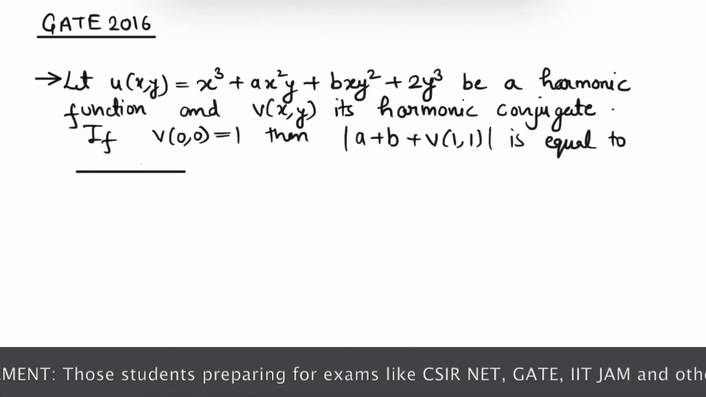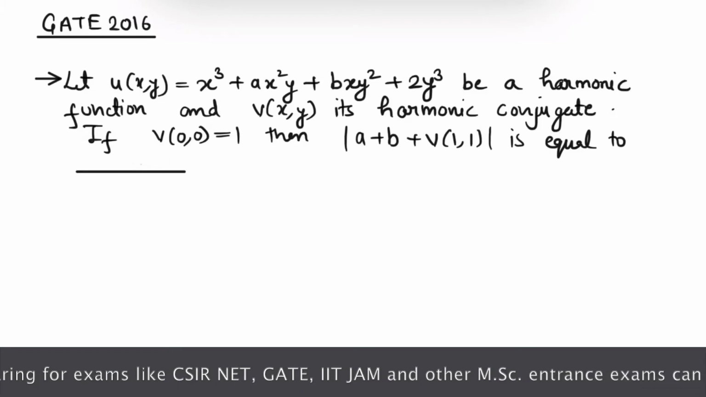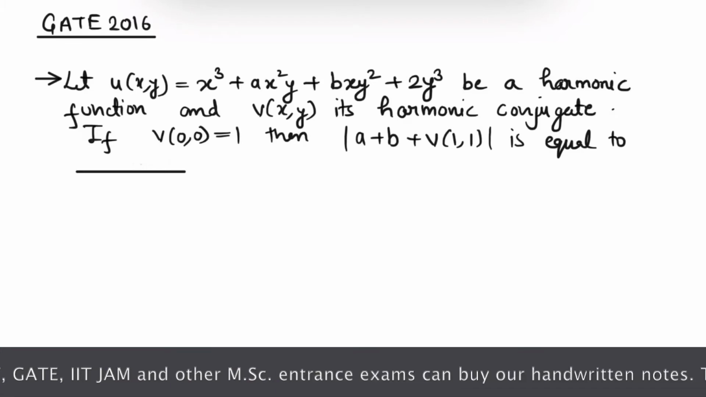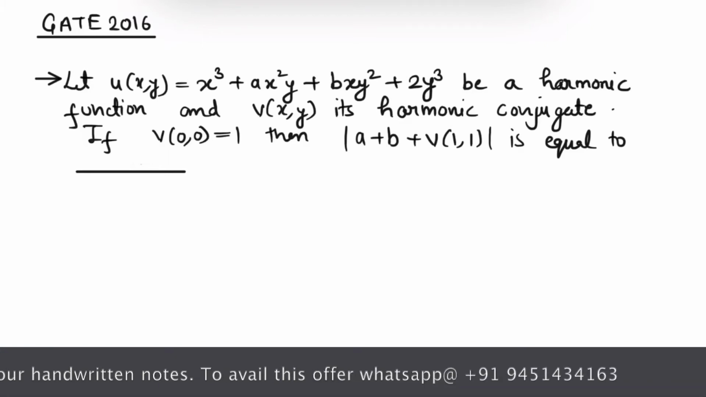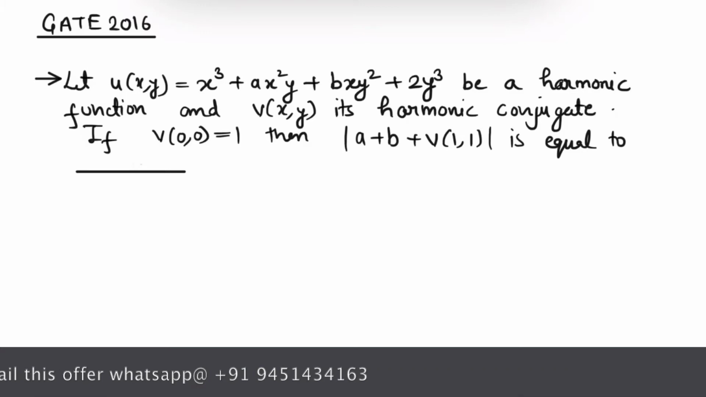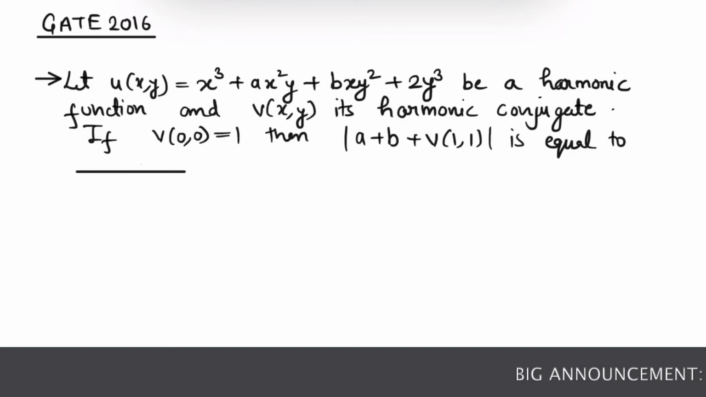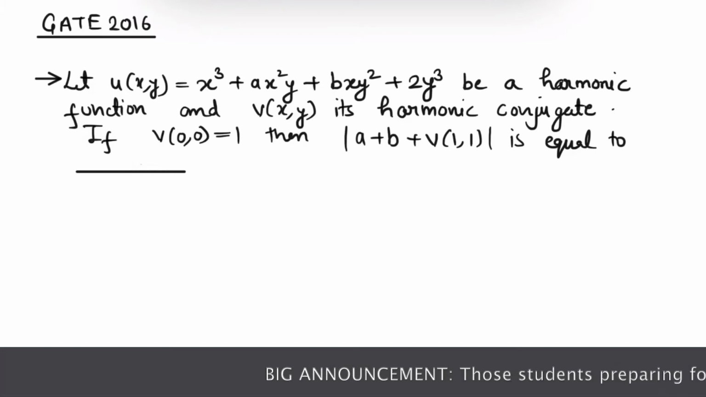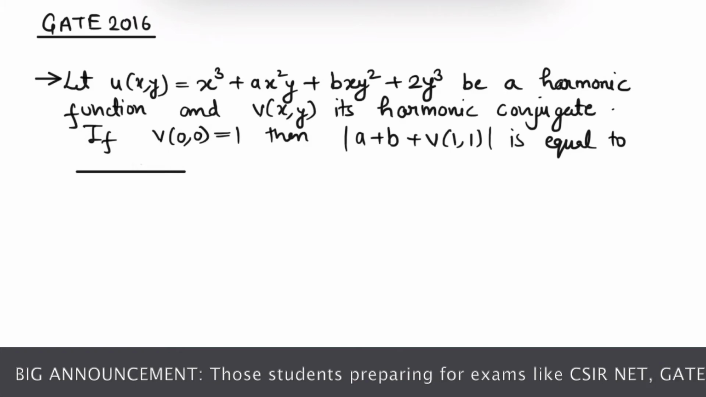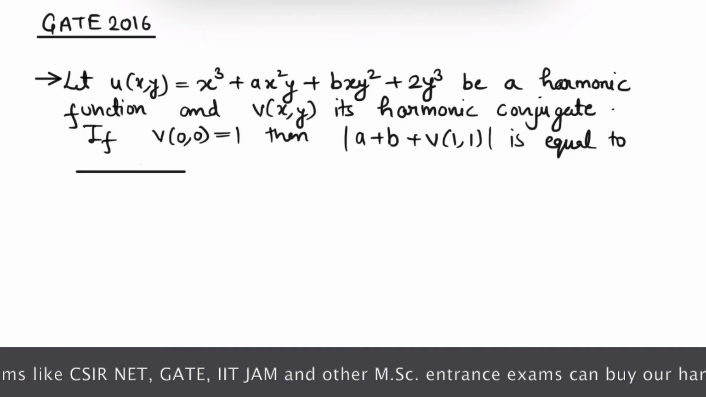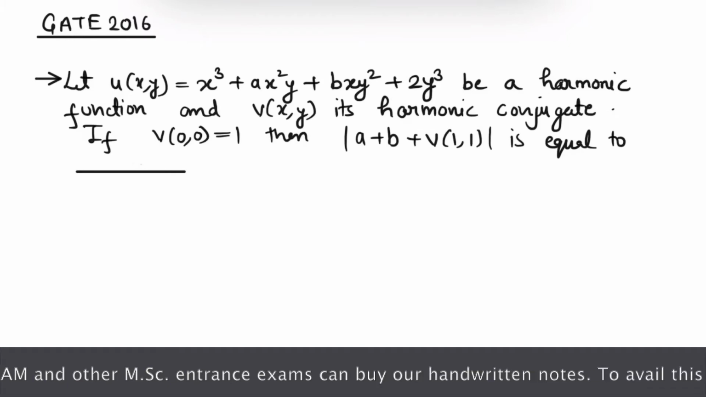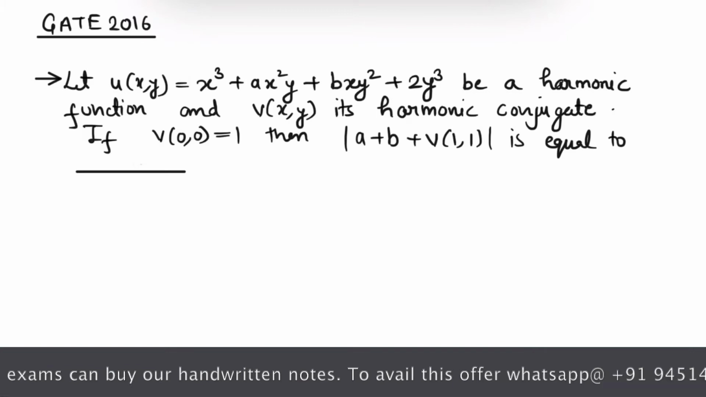In this question we have given a function u = x³ + a x² y + b x y² + 2y³, which is harmonic, and there is another function v which is the harmonic conjugate of u. It is also given that the value of function v at the point (0, 0) is 1, and we have to find the value of modulus of a + b + v(1, 1). So for this we need to find the values of constants a and b and the function v(x, y). Now let's find those unknowns.